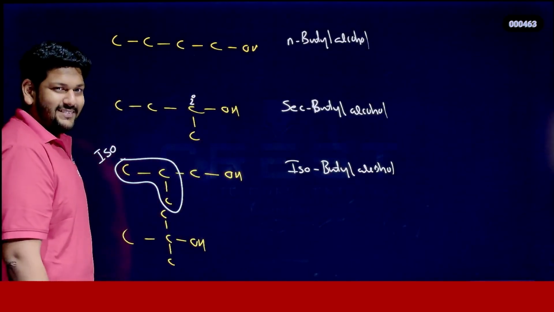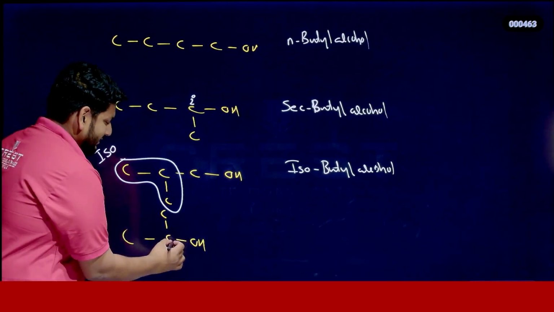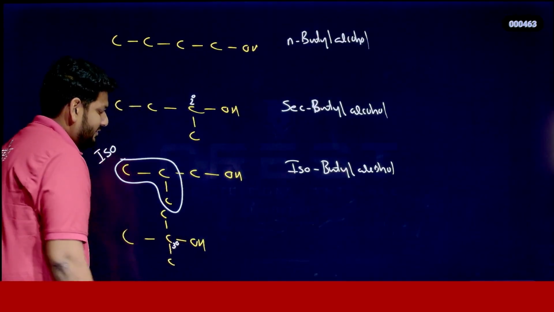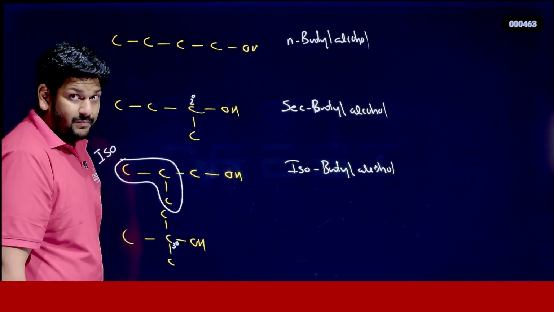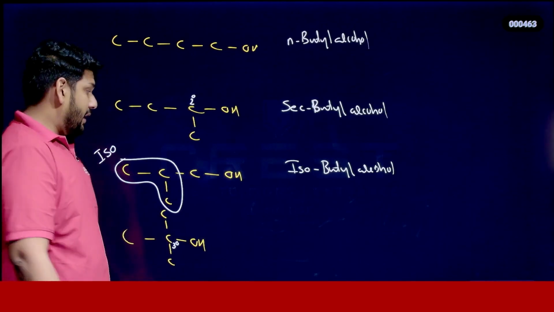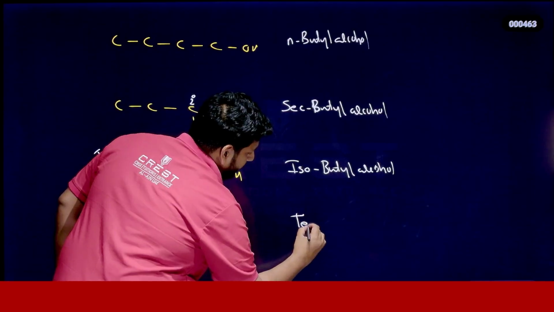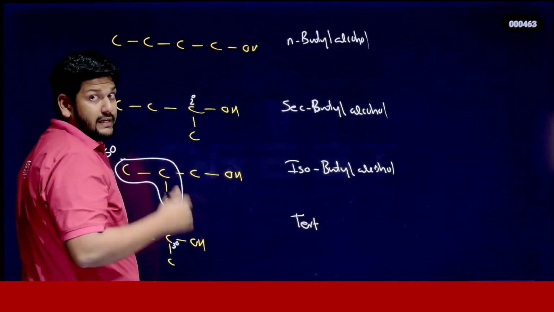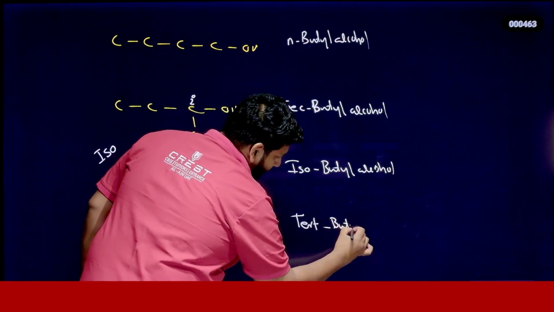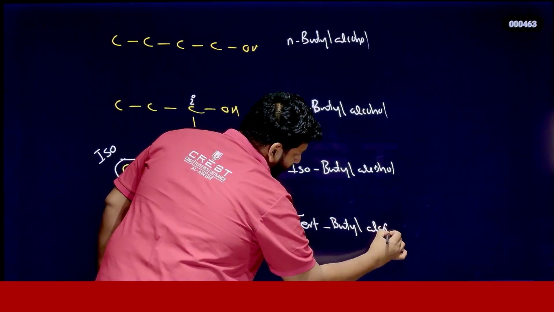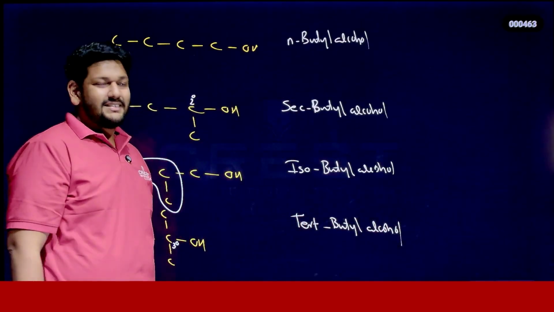Similarly, what about this one? Many of you are saying, sir, this is a 3 degree carbon, right? The carbon to which the OH group is attached is 3 degree. So we can call it tertiary butyl alcohol. Very good. TERT, T-E-R-T, we can use it as tert, that means tertiary. Tertiary butyl alcohol. Got it?